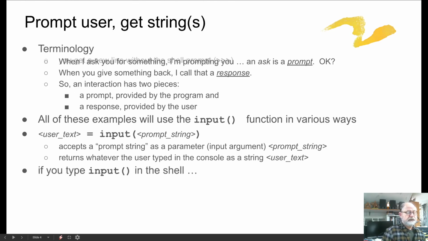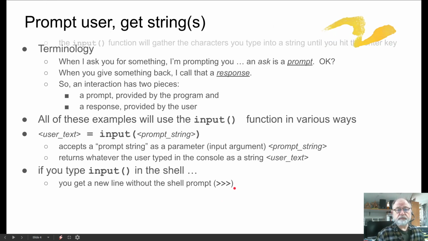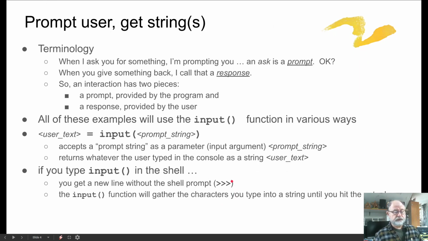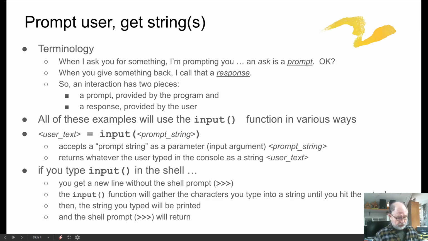If you type input in the shell without any prompt string, what you'll get is a new line. There won't be any shell prompt because you're not in the shell now, you're in the input function. And the input function will gather the characters you type until you hit the enter key, and then that string you typed, if you're in the shell, will be printed. If you've assigned it to a variable, then that variable will take on the string, and then the shell prompt returns.